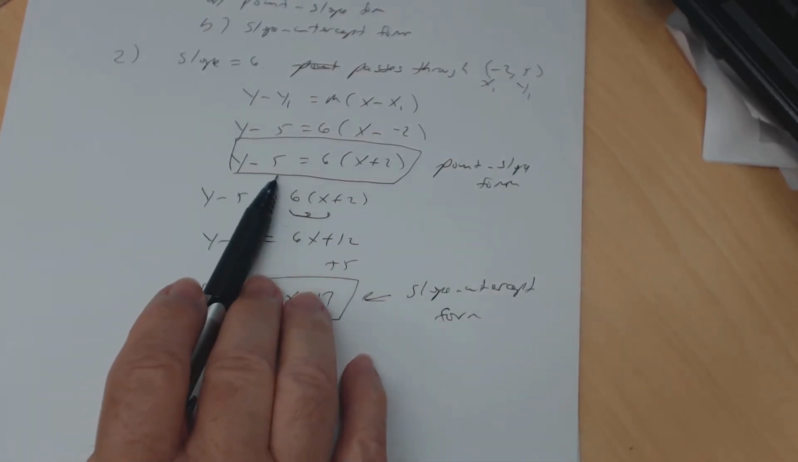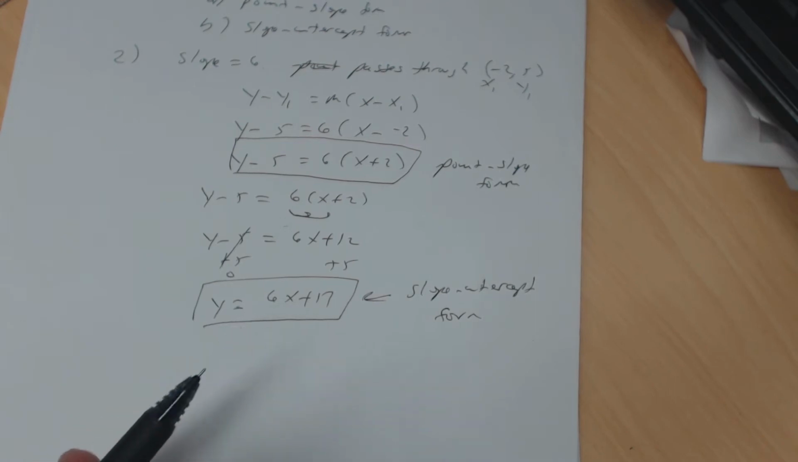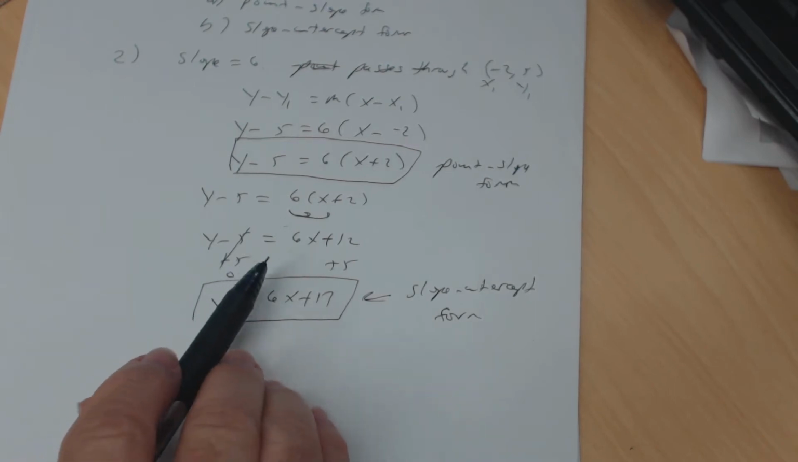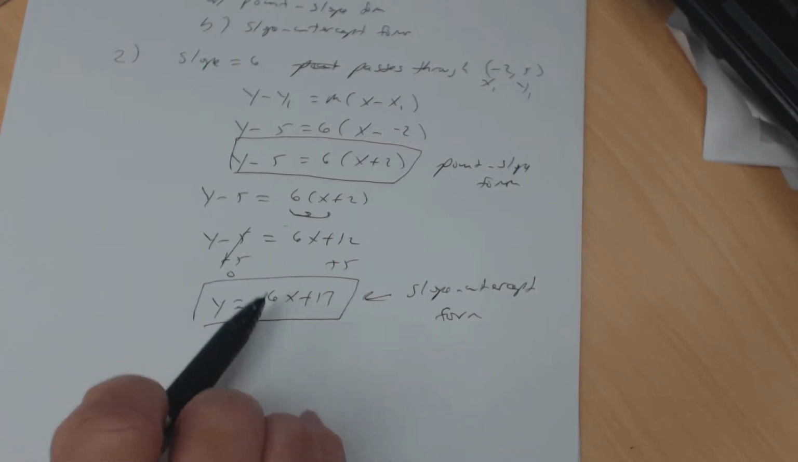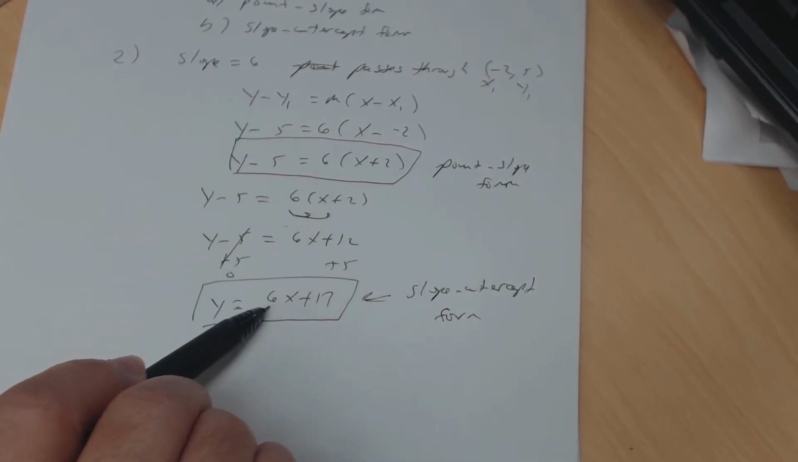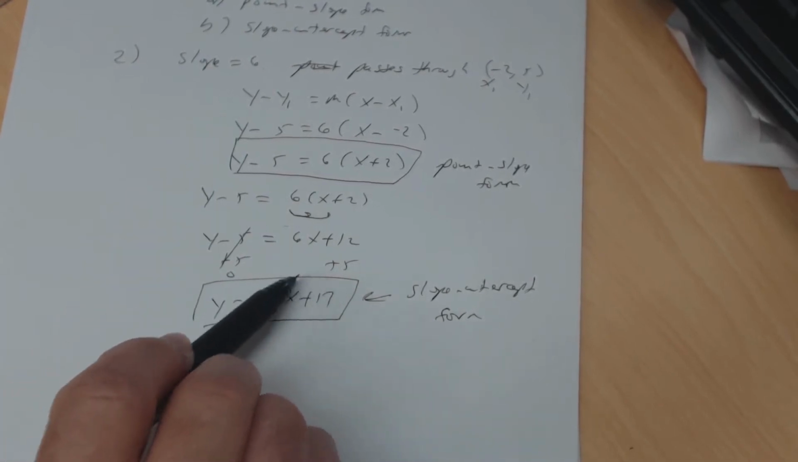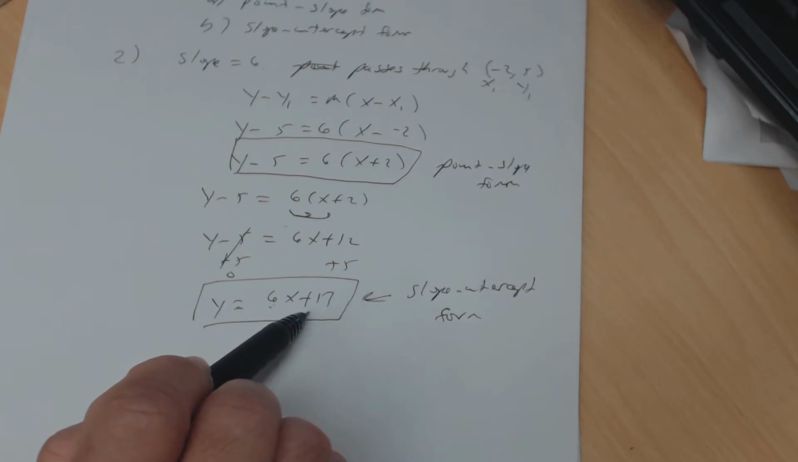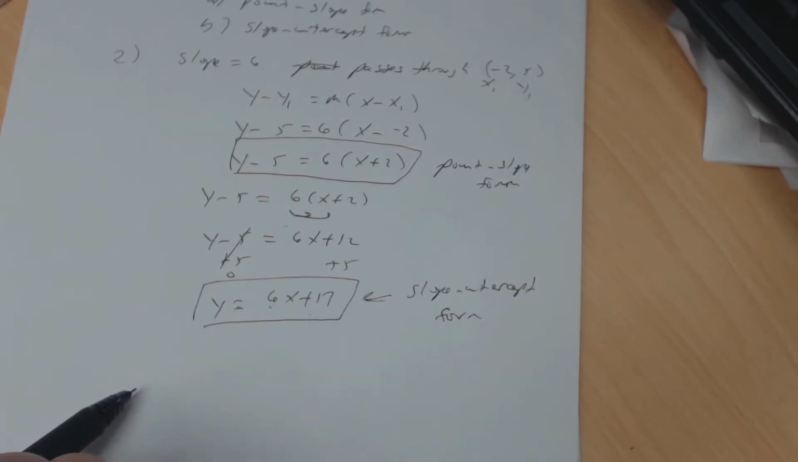So that's the equation of the line in slope-intercept form. So this is the equation of the line in point-slope form. This is the equation of the line in slope-intercept form. So basically, your slope is 6, which we knew. We knew the slope was 6, so notice the 6. And remember the 17, that 17 represents the y-intercept. That's where the graph crosses the y-axis.